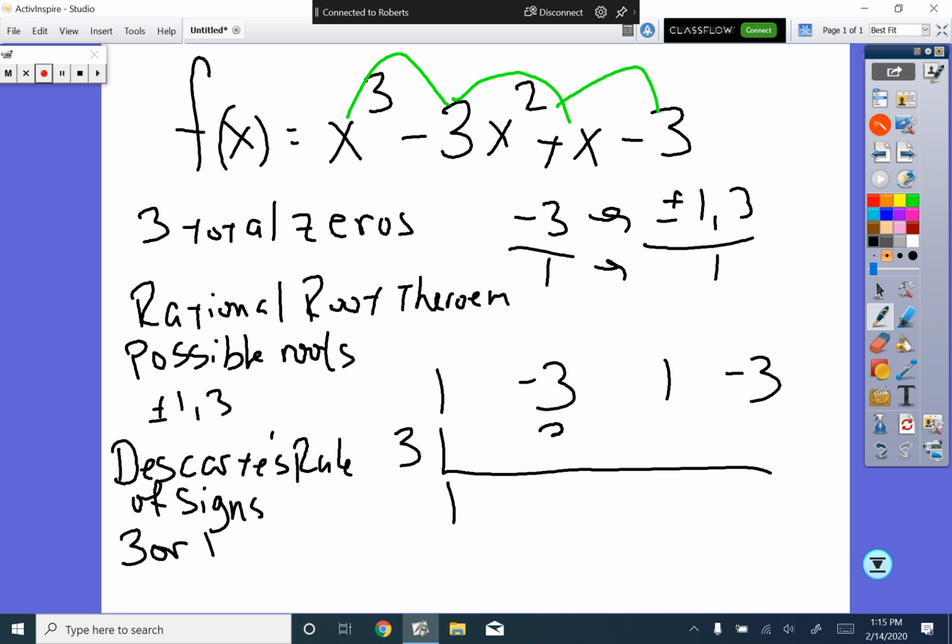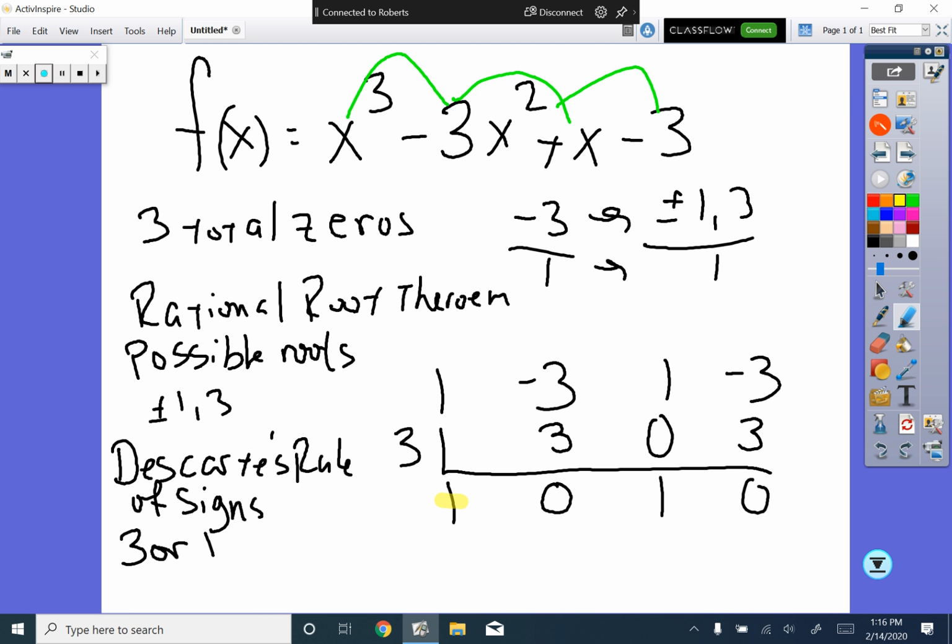1 times 3 is 3. -3 plus 3 is 0. 3 times 0 is 0. Bring down the 1. 3 times 1 is 3. Get a 0. 3 is a factor. It's one of our zeros, huh? Everybody agree with that?